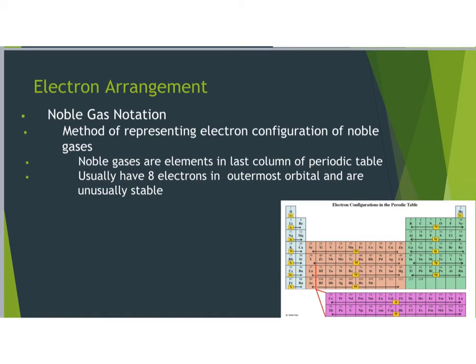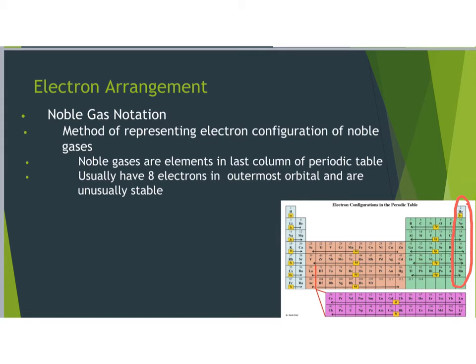Now, we're going to do kind of like a shortcut here. In your homework, I will tell you when you are allowed to use the shortcut, okay, because you have to be able to do both. But we're going to use what we call noble gas notation, and this is a method that represents electron configuration of noble gases. Now, if you remember, our noble gases are the elements that are in this outside row.